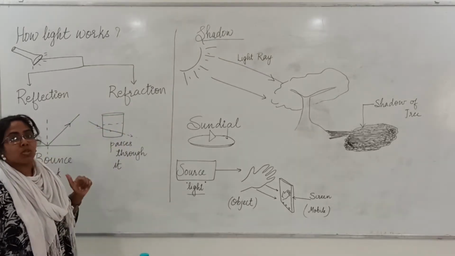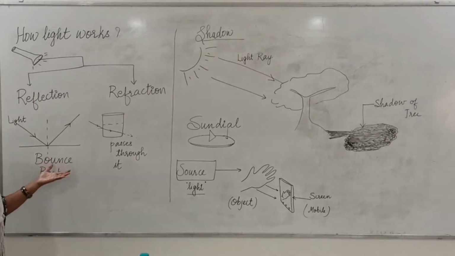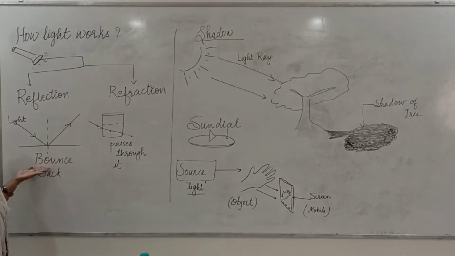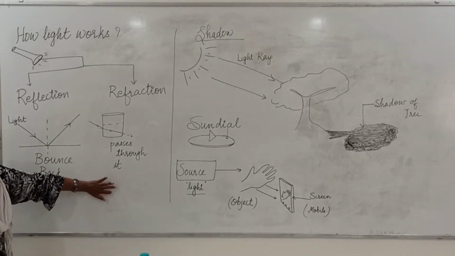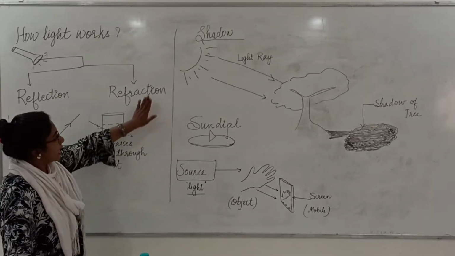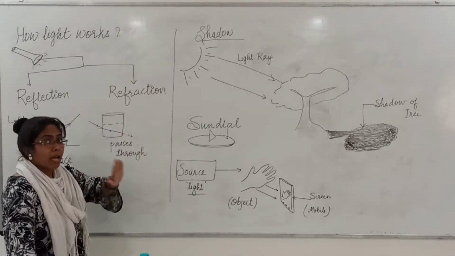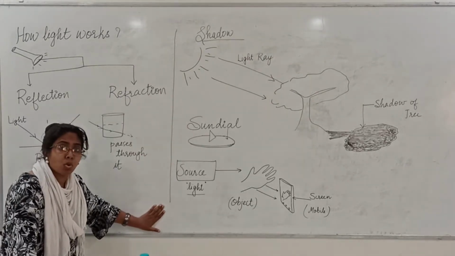Now, in reflection, what happens? As soon as the light falls on any surface, the light starts to bounce back. Now what is the meaning of surface? We have two different types of surface. One is smooth surface. If you see, I have a board and it is very smooth. I am able to touch it so nicely.